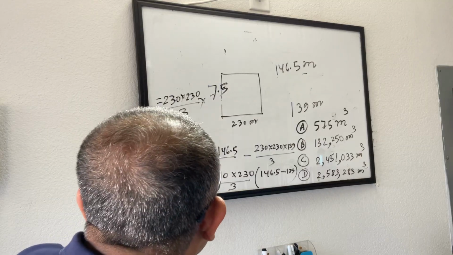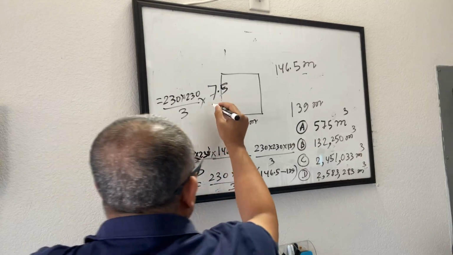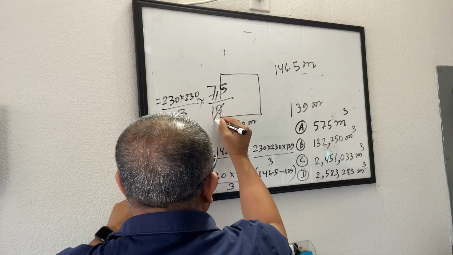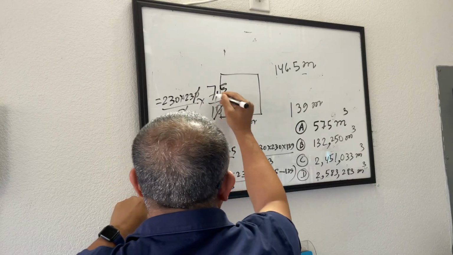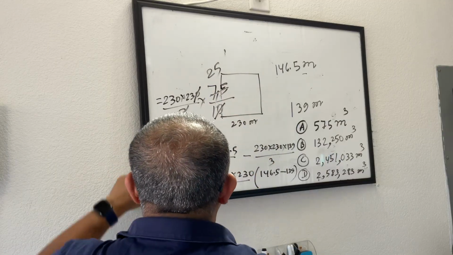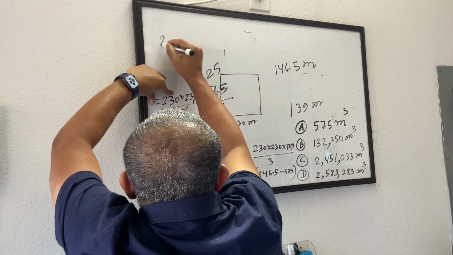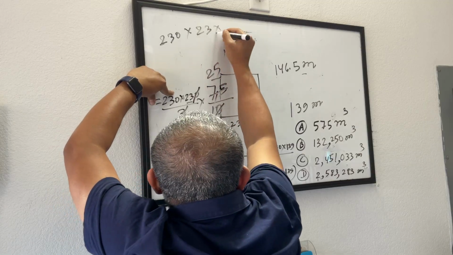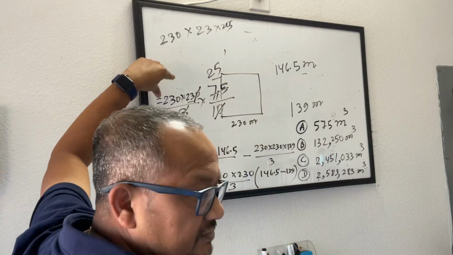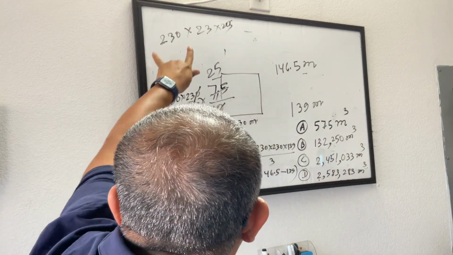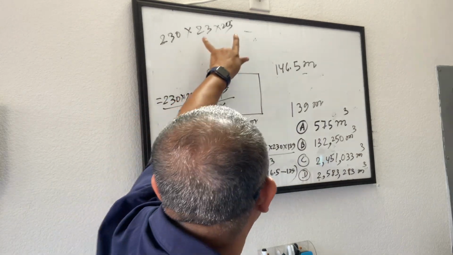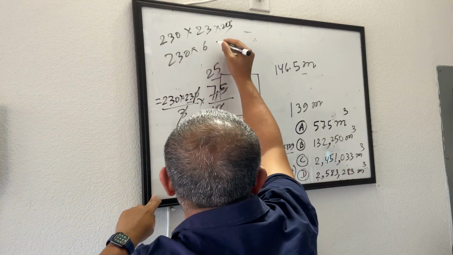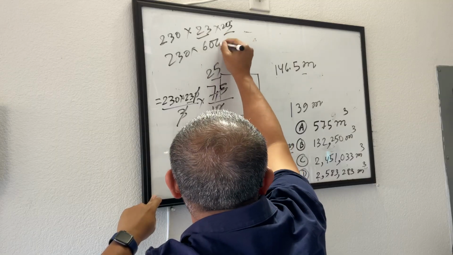Now, there is one more thing that we can do. I'm not doing the whole calculation. I don't need a calculator for this. I converted this, the 10 and 10 I can knock off, and 7.5 by 3 is 2.5. So it's 230 into 23 into 25. 25 into 23 will be somewhere around 600. 25 into 25 is 625, let's say 600.